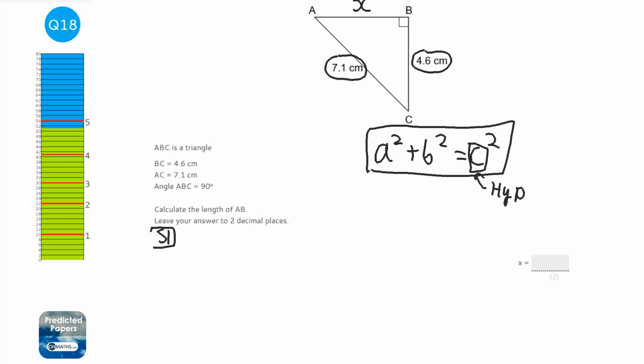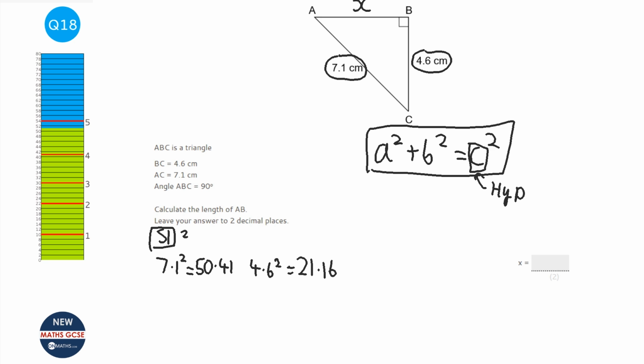Step 1 is just square every number that you have and put the biggest one first. So I'm going to do 7.1 squared and 4.6 squared. On my calculator, 7.1 squared equals 50.41, and 4.6 squared equals 21.16. So step 1's done, I've squared them all.